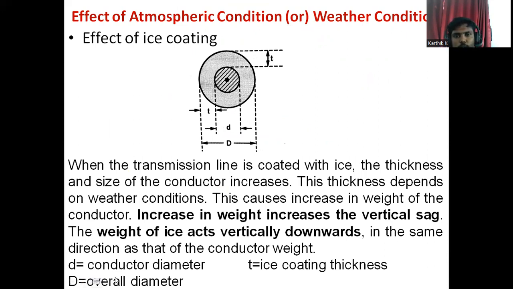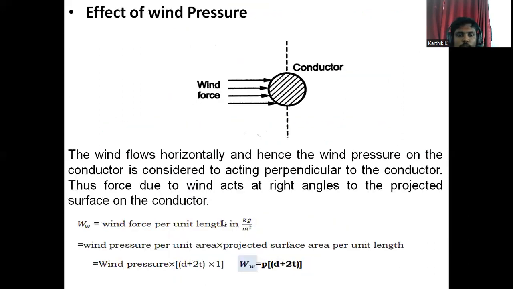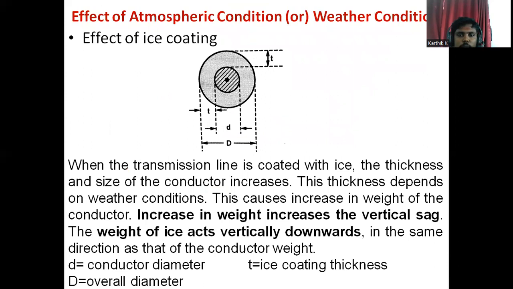Ice coated means, what will happen to the conductor here? This is the core of the conductor, in the middle. Around this we can use the metal sheet. Diameter equal to d, overall diameter with the sheet equal to D, and the thickness between the conductor and sheet equal to t. Suppose the transmission line is coated with ice, then the thickness and size of the conductor increases. That thickness always depends upon the weather conditions.